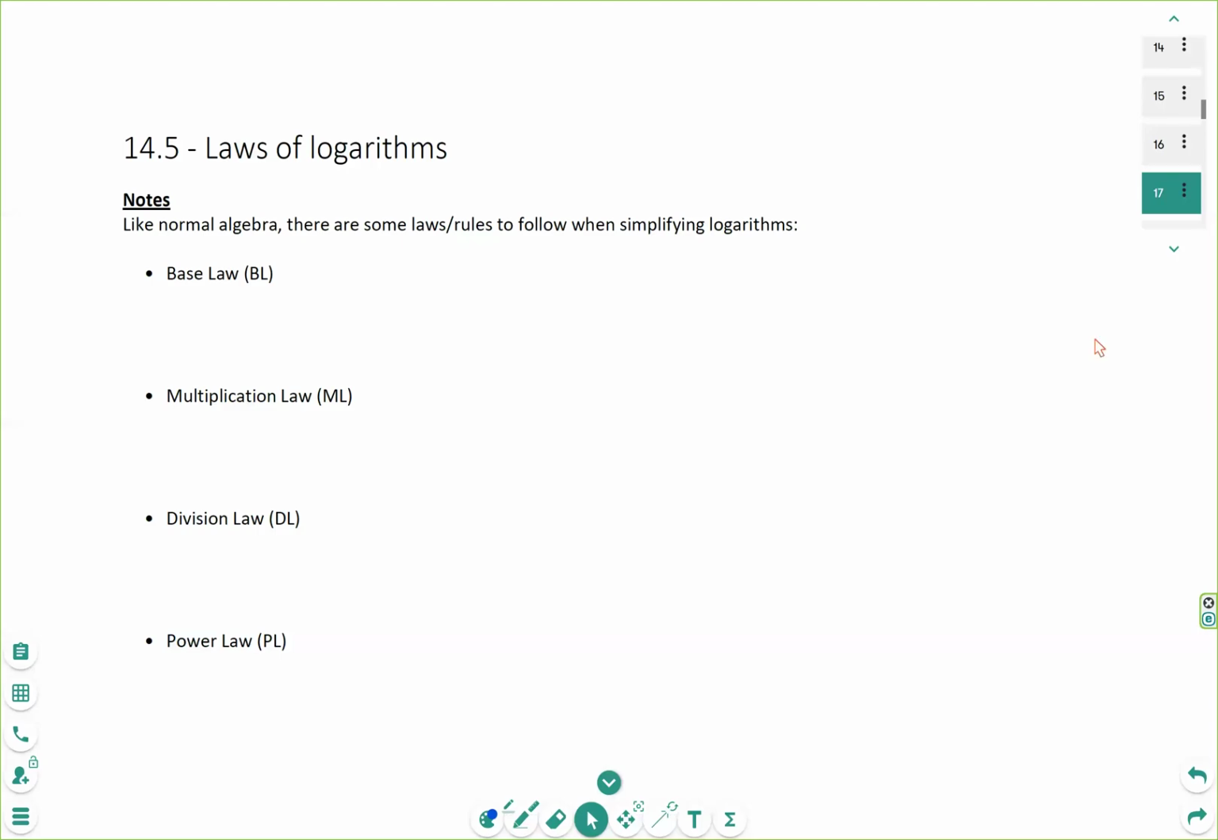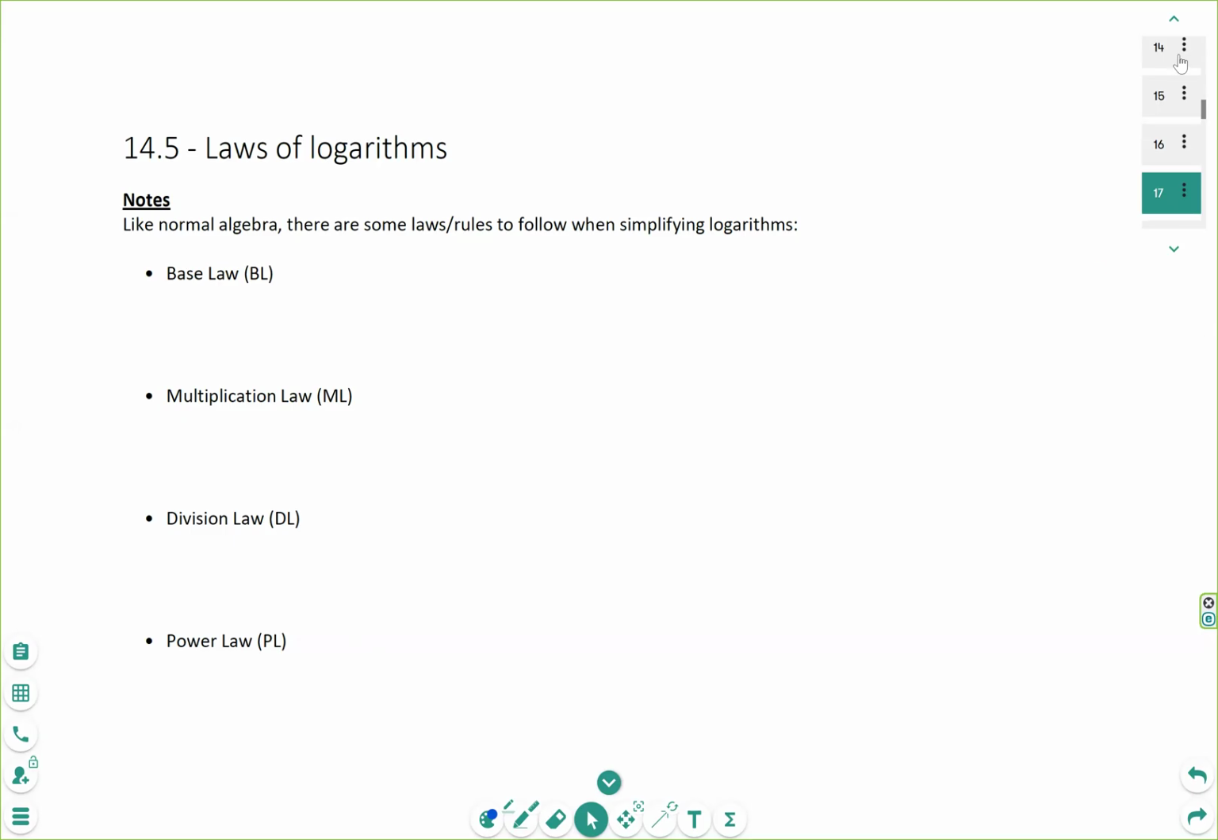Welcome to Pure 1, Chapter 14.5, where this lesson will look into the laws of logarithms, also known as the power rules of logarithms, because there will be four of them, which you have to know, and they have their own identity. They have their own little characters that we have to remember.